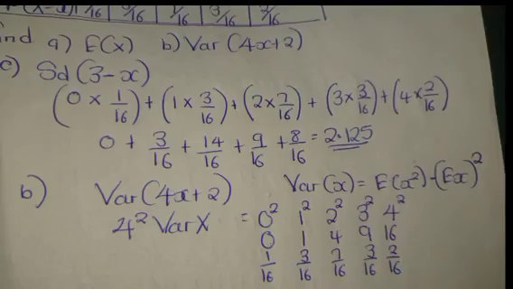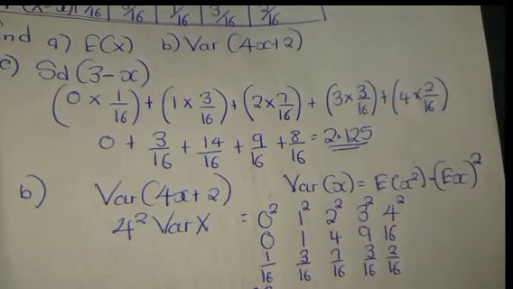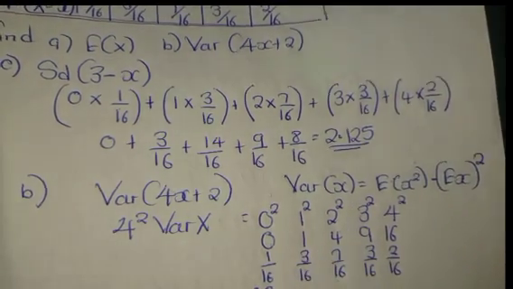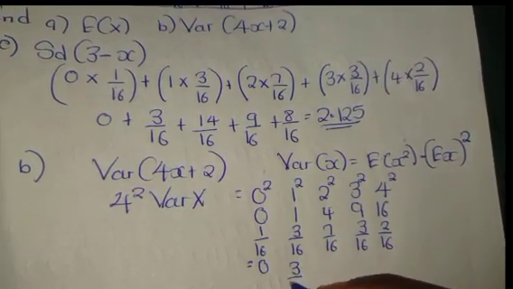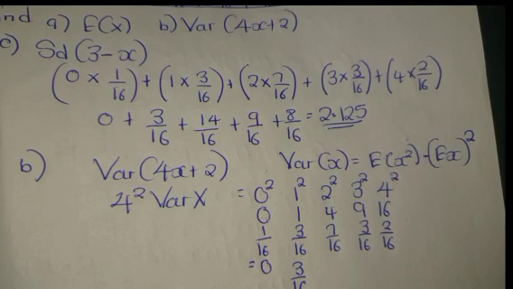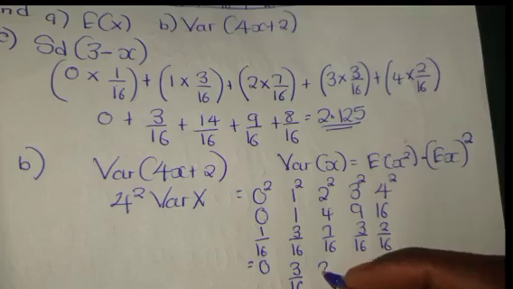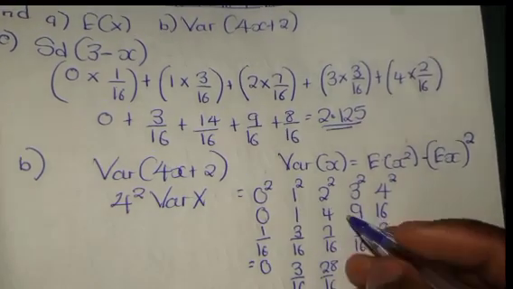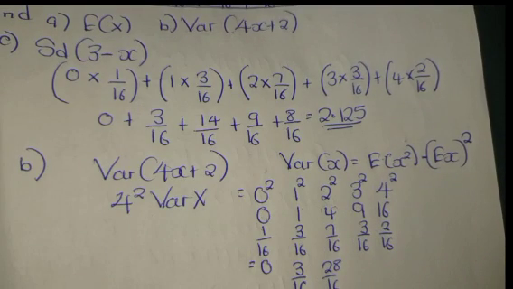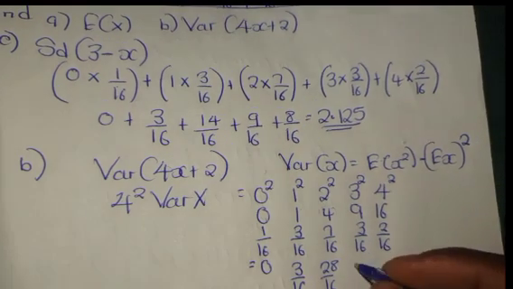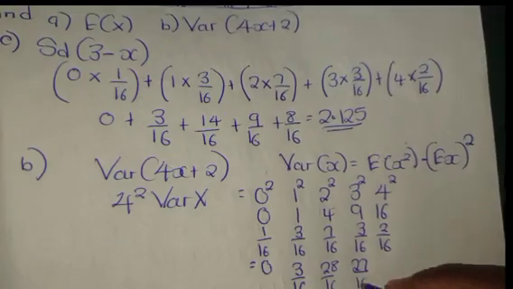If you multiply here, you get 0. If you multiply 1 times 3 over 16, you get 3 over 16. If you multiply 4 times 7, you get 28 over 16. Remember, we just multiply this times the numerator. 9 times 3, you get 27 over 16.